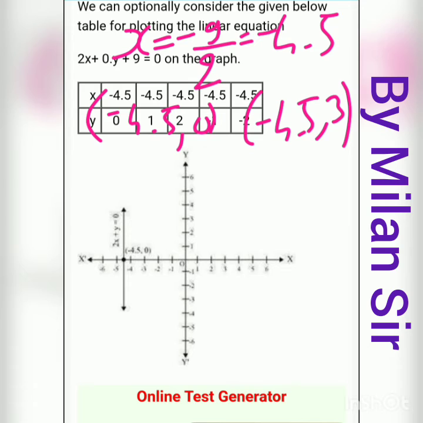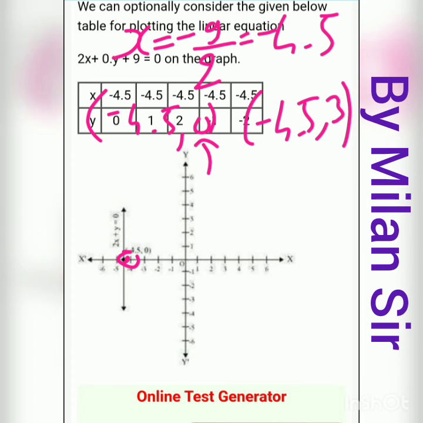Now just look at these 2 points here. So minus 4.5 and 0: here the y coordinate is 0, that means this point lies on the x-axis, right? So on the x-axis we need to locate minus 4.5, which lies exactly between minus 4 and minus 5. So this is our first point, minus 4.5, 0.